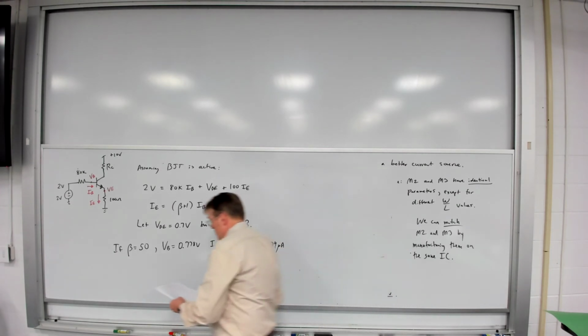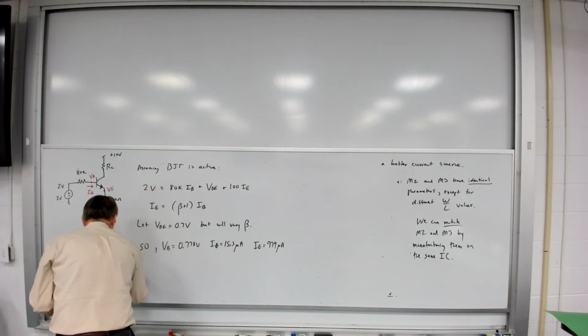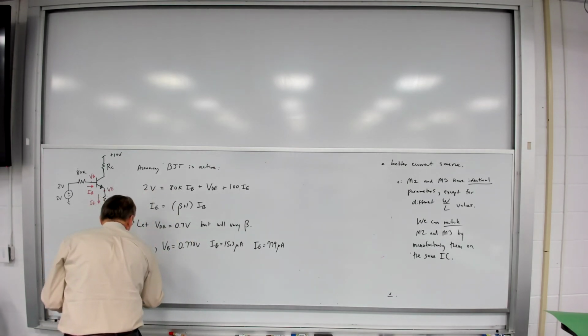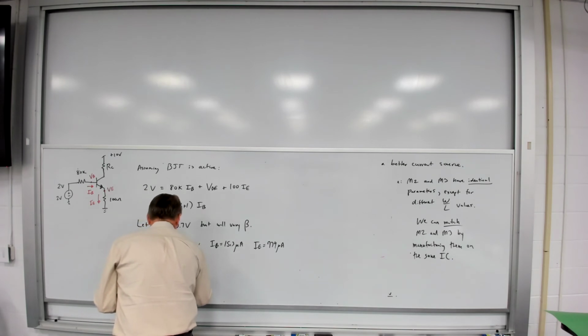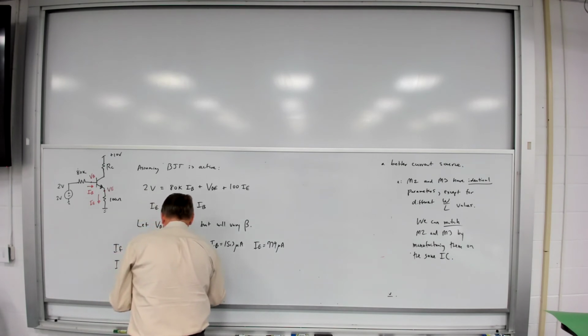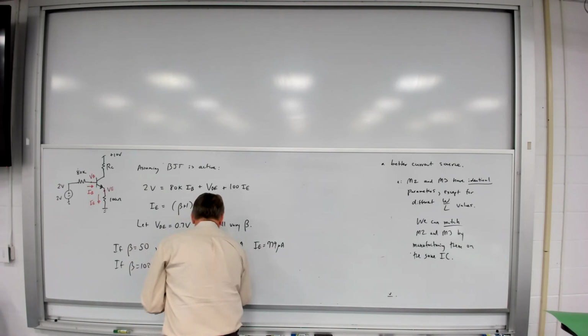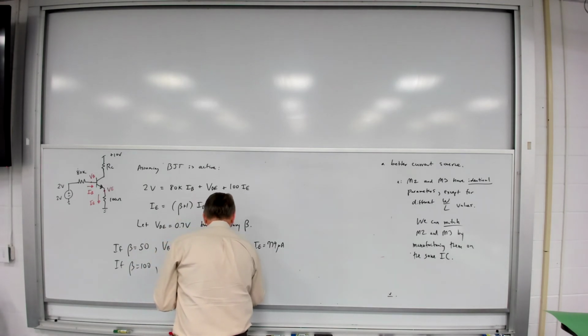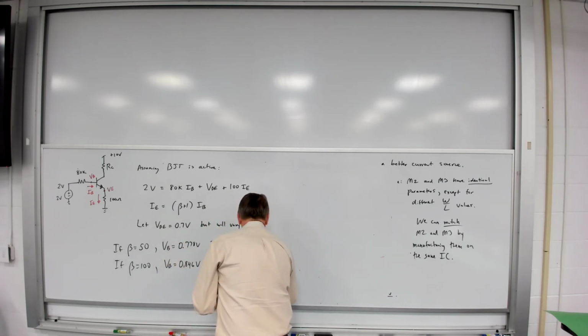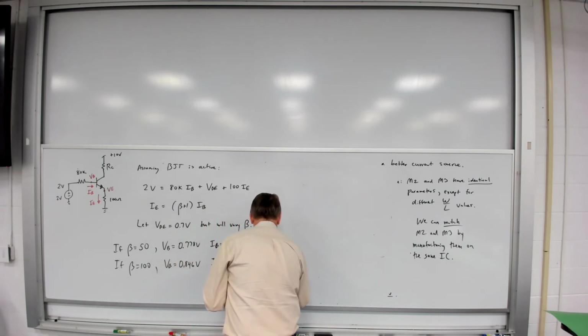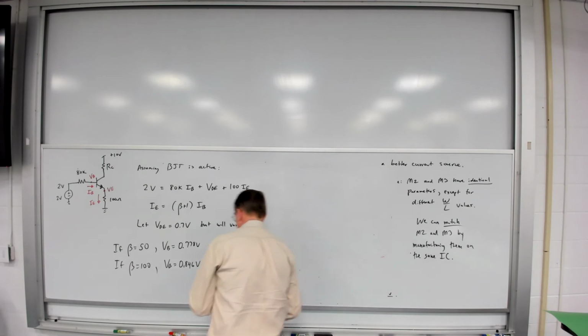If beta is equal to 100, then VB is equal to 0.846 volts. IB is equal to 14.4 microamps. And IE is equal to 1.46 milliamps.